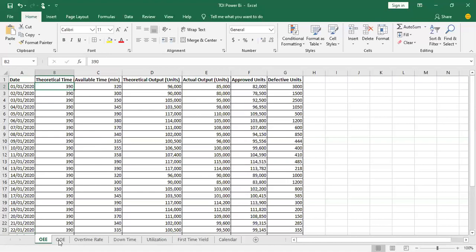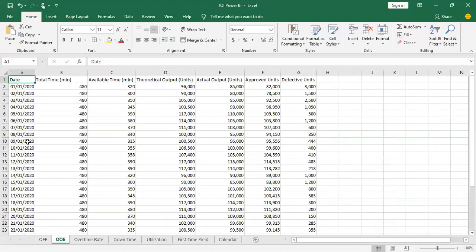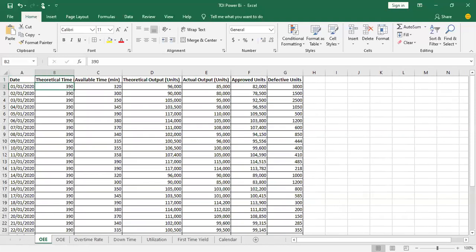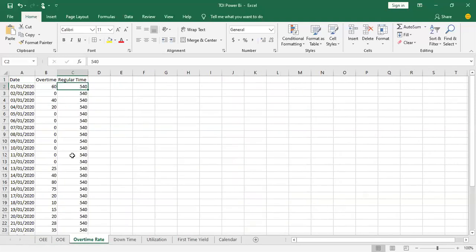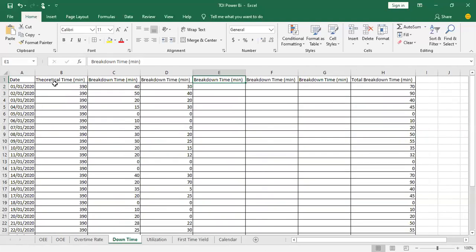If you feed the data, the other data will be calculated automatically. Then we have got 6 sheets, and on every sheet there is a date, so that Power BI knows on which date what happened and what the data is for each date. We have this sheet for operational effectiveness, and this one for overall operational effectiveness and overall equipment effectiveness. Then this is for overtime, where overtime and regular time are mentioned. Then this is the sheet for downtime, where they have theoretical time for a whole day and the breakdown time of the machine for every minute. These are all in minutes.